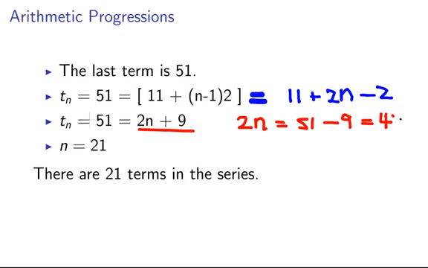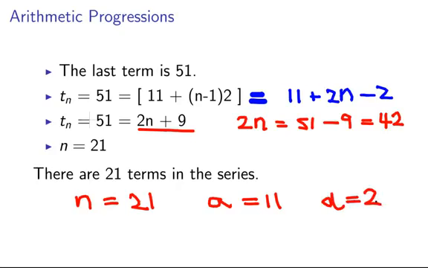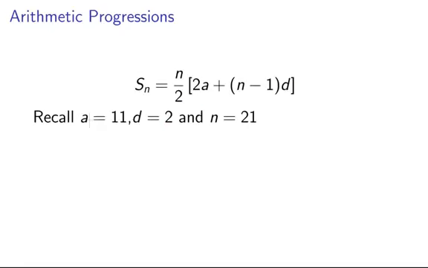That's going to help us now. We know n is 21, the first term a is 11, and the constant difference d is 2. We should be able to piece all that together now and find the sum, S of n. So that's the expression again: S of n equals n divided by 2.